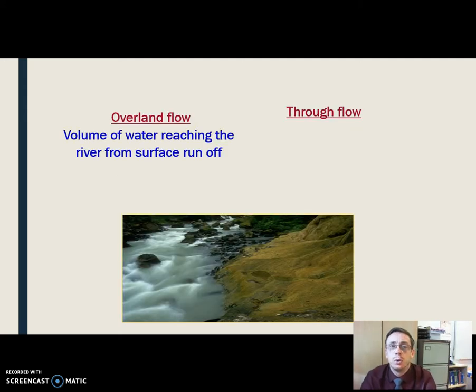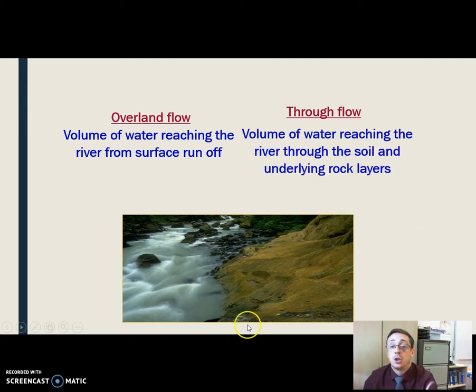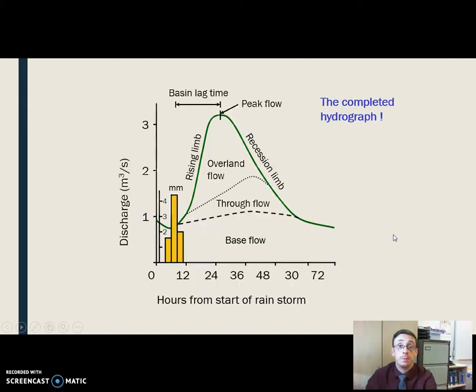Now, overland flow is the volume of water that hits the river straight from surface runoff. So material that hits anywhere on the land surface and just goes straight across the land surface into the river. Whereas through flow is water that hits the surface, infiltrates maybe a little bit, penetrates the ground a little, and then makes its way into the river. And if we add both of these together, we get storm flow. And then you get this complete hydrograph.